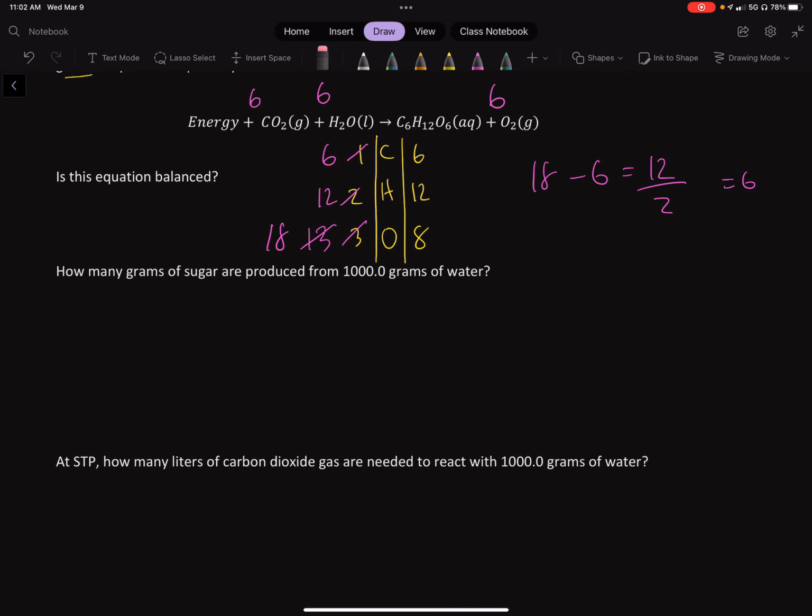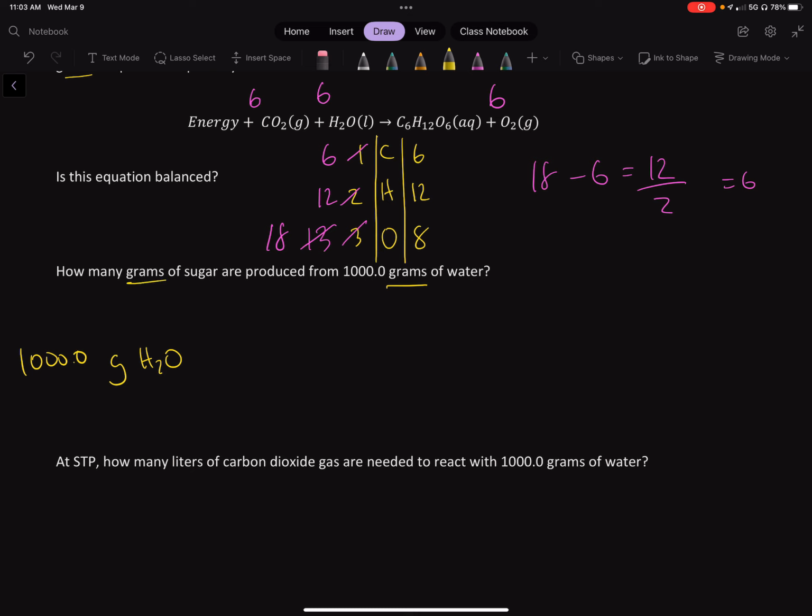Now, the whole reason why we did that is because we need the balanced chemical equation in order to do the stoichiometry in later problems. So next it says, how many grams of sugar are produced from 1,000 grams of water? So we're going to start off with the 1,000, 5 sig figs there, grams of H2O. And it is asking for grams of sugar. We're starting from grams, and we're trying to get to grams.